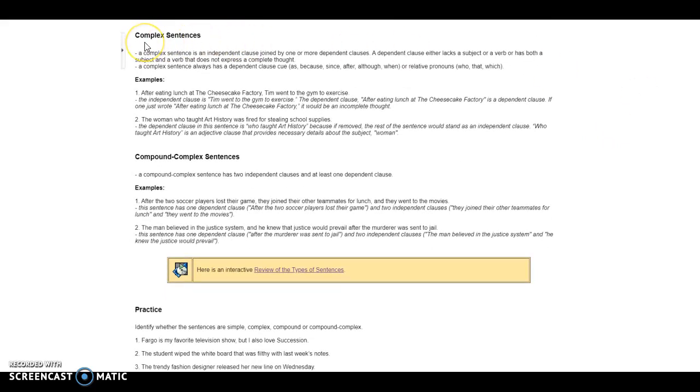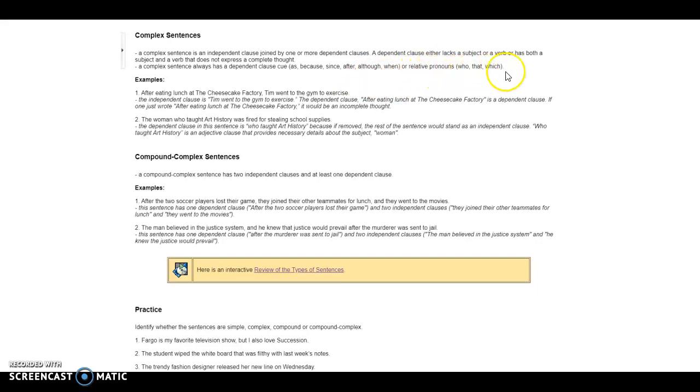Another type of sentence you can create is a complex sentence. A complex sentence joins an independent clause, or a complete thought, with 1 or more dependent clauses, or incomplete thoughts. Usually in a complex sentence, you would see what we call a dependent clause cue. If you remember, we talked about them going all the way back to Unit 1. Some examples of dependent clause cues are as, because, since, after, although, when. There's lots of other dependent clause cues as well, but they start incomplete thoughts.